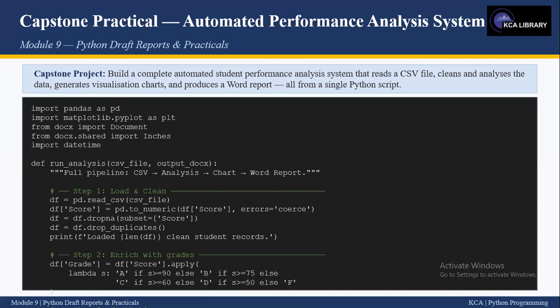Step 5 builds a Word document, inserting the summary statistics as formatted paragraphs, and embeds the chart image using doc.add_picture. The final report is saved with a single doc.save function call.